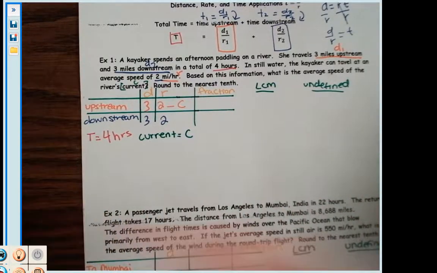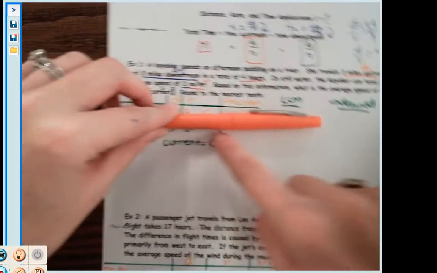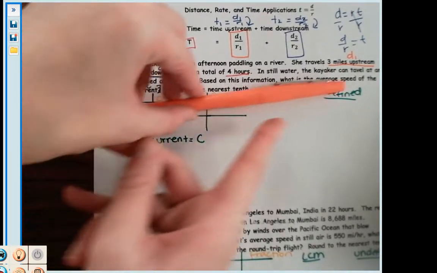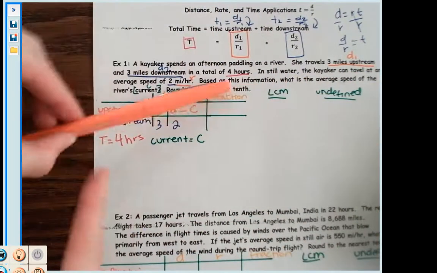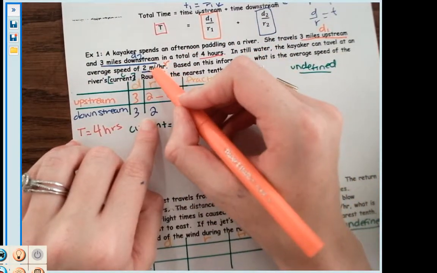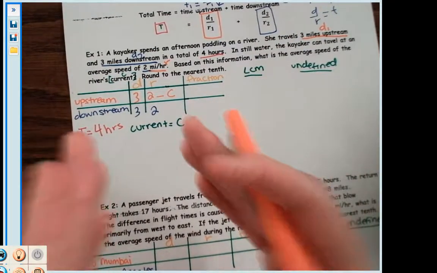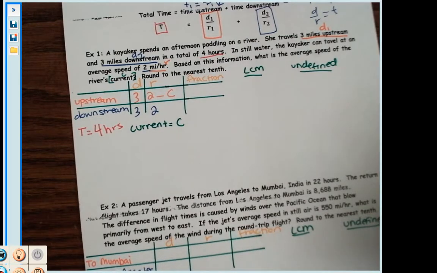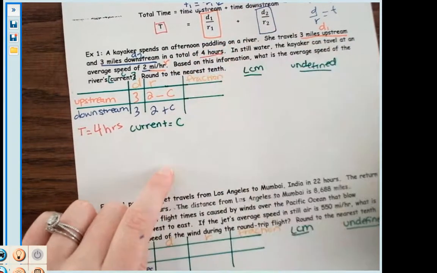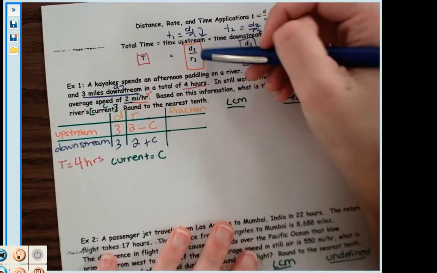The opposite occurs with downstream. So say this is my kayaker, it's going downstream. The current is going with it, and it's actually going to be pushing the kayaker, so it's going to make the kayaker go faster. So our rate needs to be a larger number than this 2 because the 2 miles per hour is getting pushed by the current. The way we make a number larger is by adding something to a number. So our rate is going to be 2 plus c. Pretty cool, right? All right, so now we need to build our fractions.